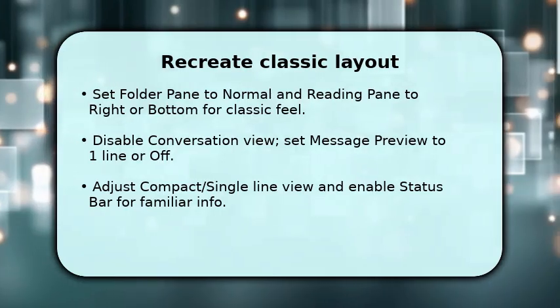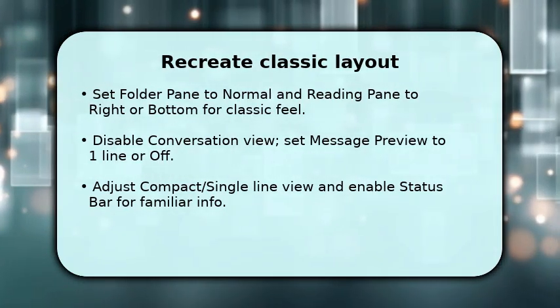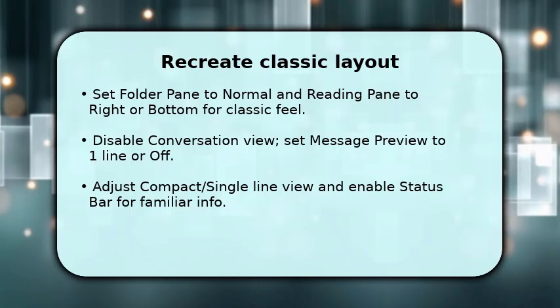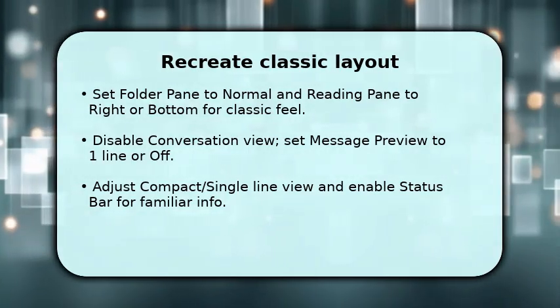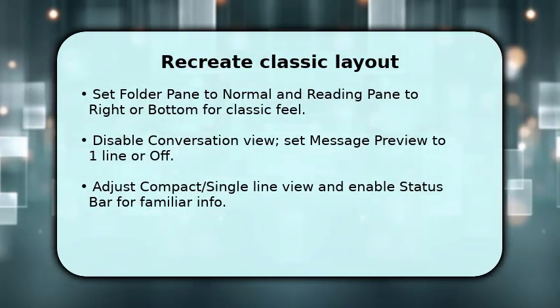Disable conversation view so messages appear individually, and set message preview to one line or off to reduce visual density. Switch to single line or compact view depending on preference, and enable the status bar for message count and quick info. These combined changes produce a close approximation of Outlook Classic.